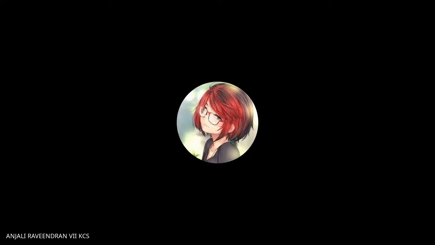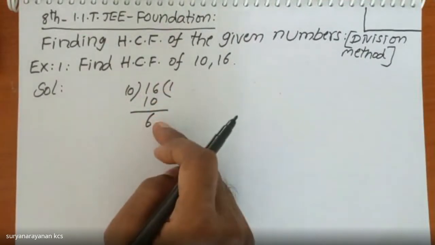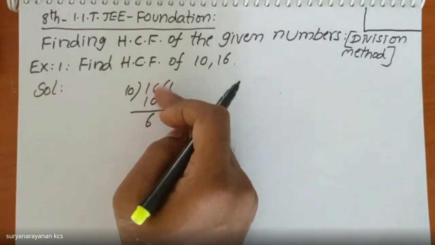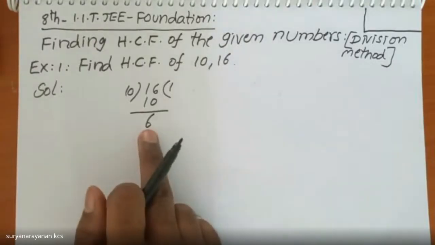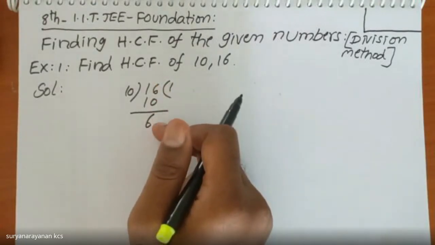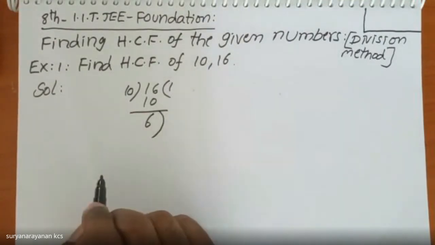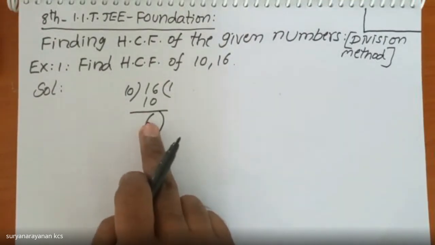6. Okay. Is there any digit to bring down? No, sir. So here 6 is the remainder. There is no digit to bring down. Now we have to take this remainder as a new divisor.